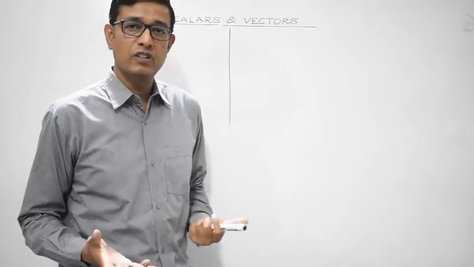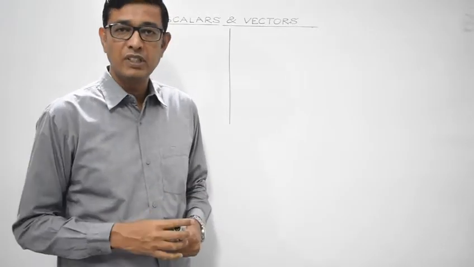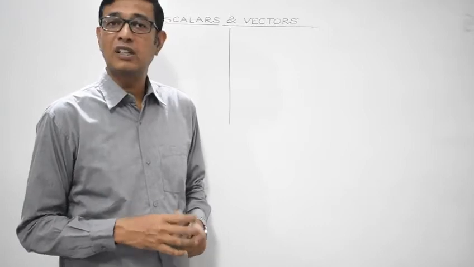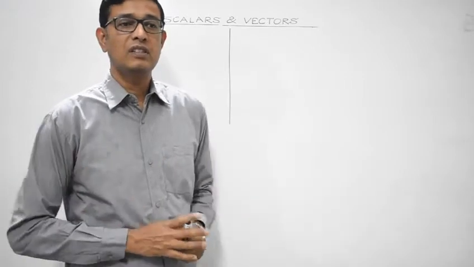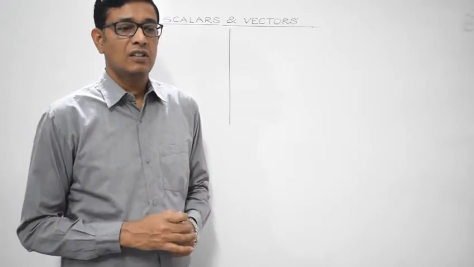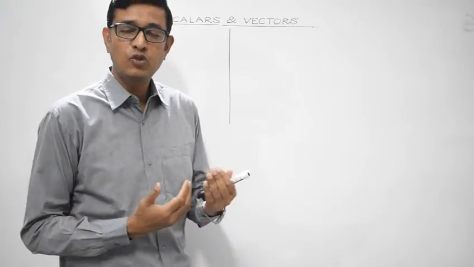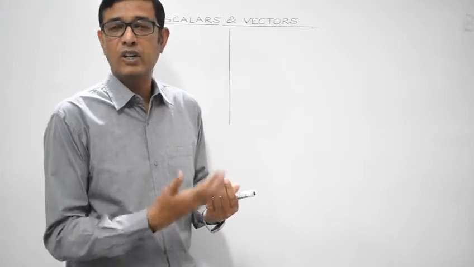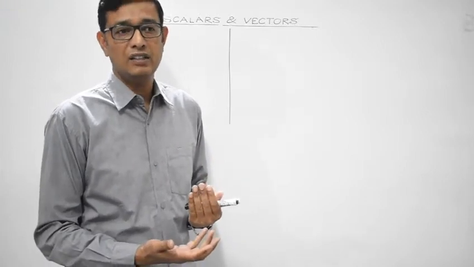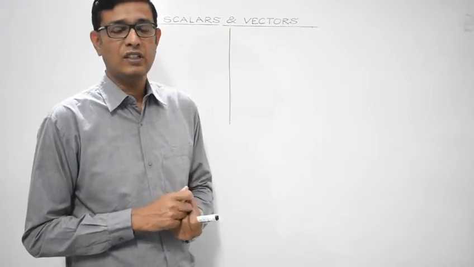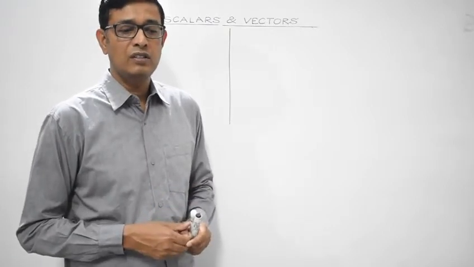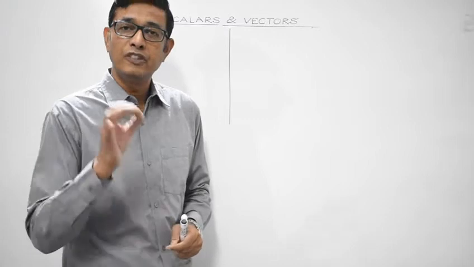In this session, in the next 20-25 minutes, we will be discussing a physical quantity and the classification of physical quantities, basically scalars and vectors, and then we will try to find out the difference between scalar quantities and vector quantities, and then examples of scalars and vectors. Right? Before we start, we need to understand physical quantity.